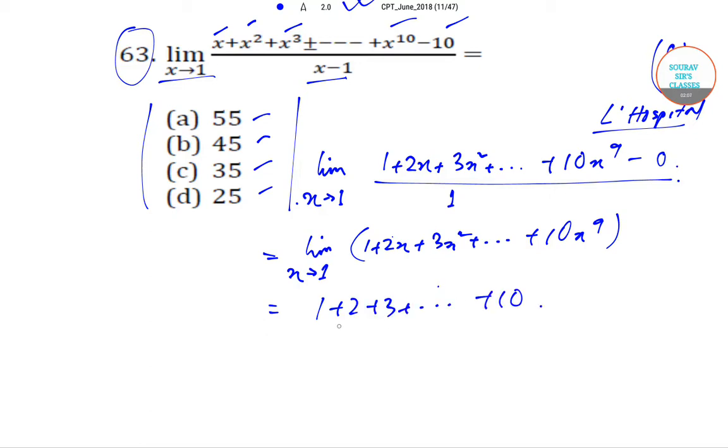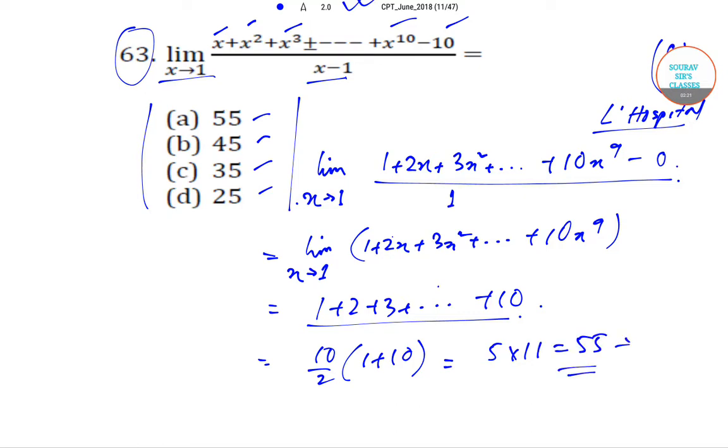As you can see over here, this sum, since we have 10 terms, is 10 by 2 times the first term plus the last term. So this will be equal to 5 into 11, which is equal to 55, which is option A. So option A is the correct option. This is question number 63. Now we'll move forward to the next question.